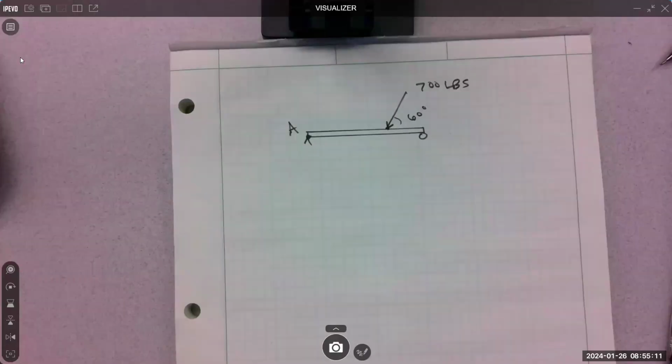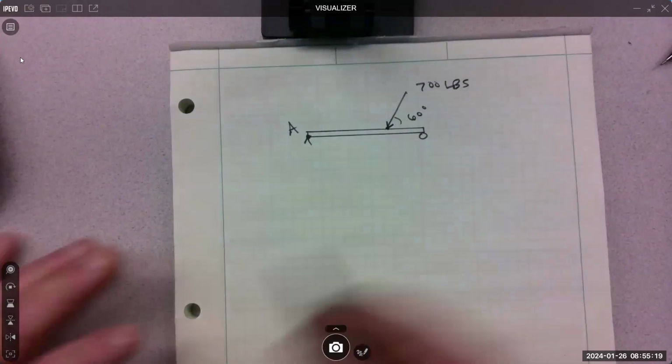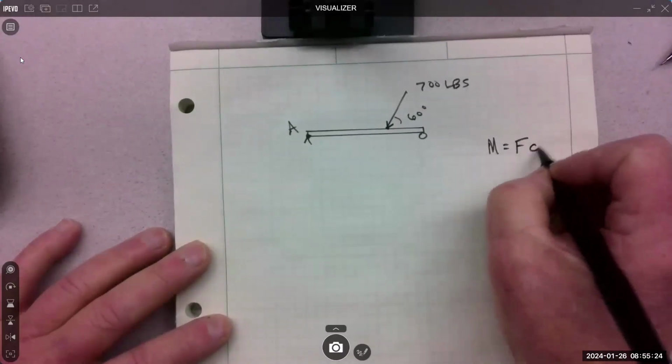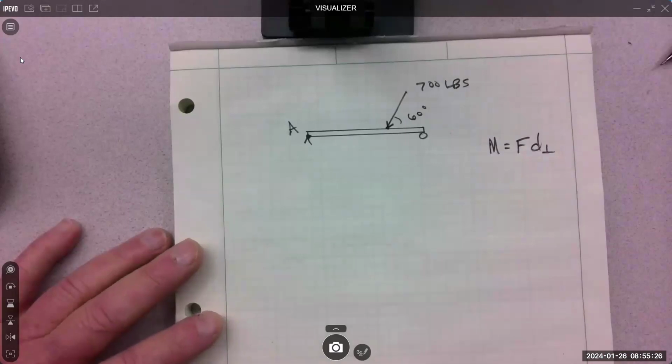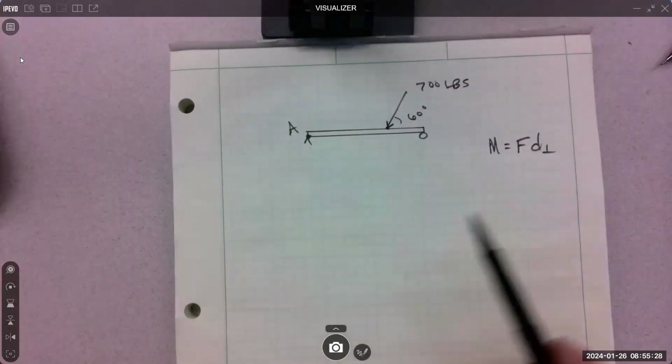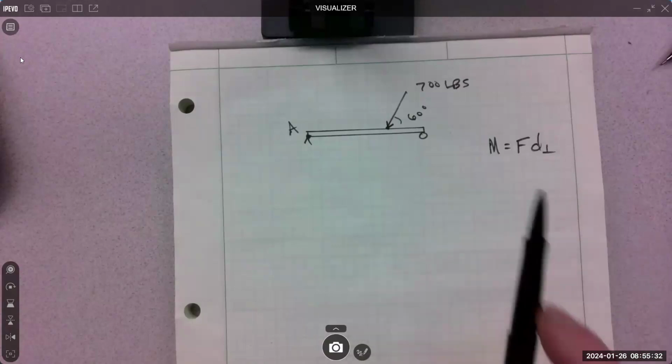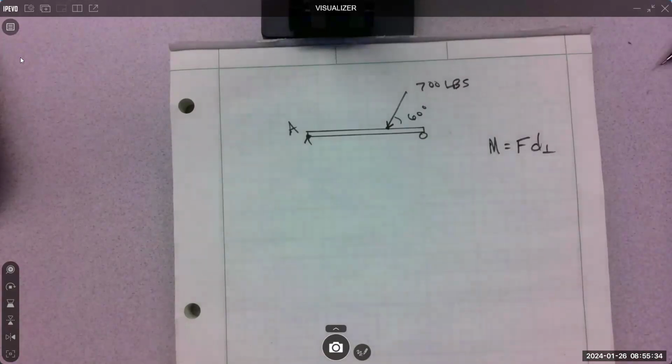All right, let's get a little more complicated with a force at an angle and trying to determine the moment. So here's where I'm going to emphasize this formula: force times distance perpendicular. If you're going to use the equation directly, like force times distance, then that distance has to be perpendicular to the force line of action.